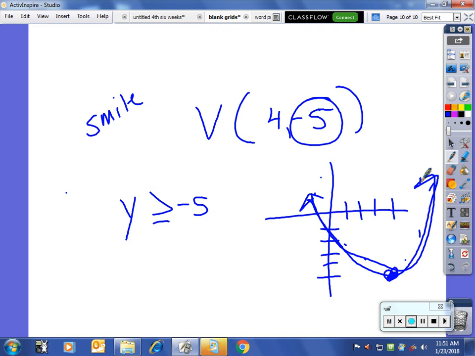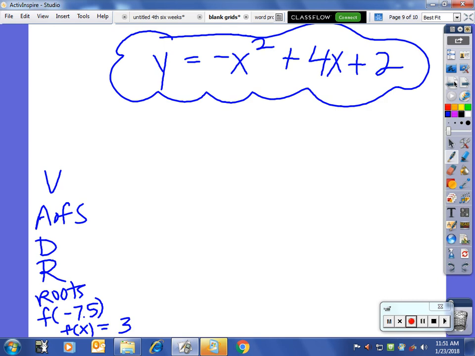What's the axis of symmetry of this function? X equals 4. Are we good with that? All right, you try these problems, please.